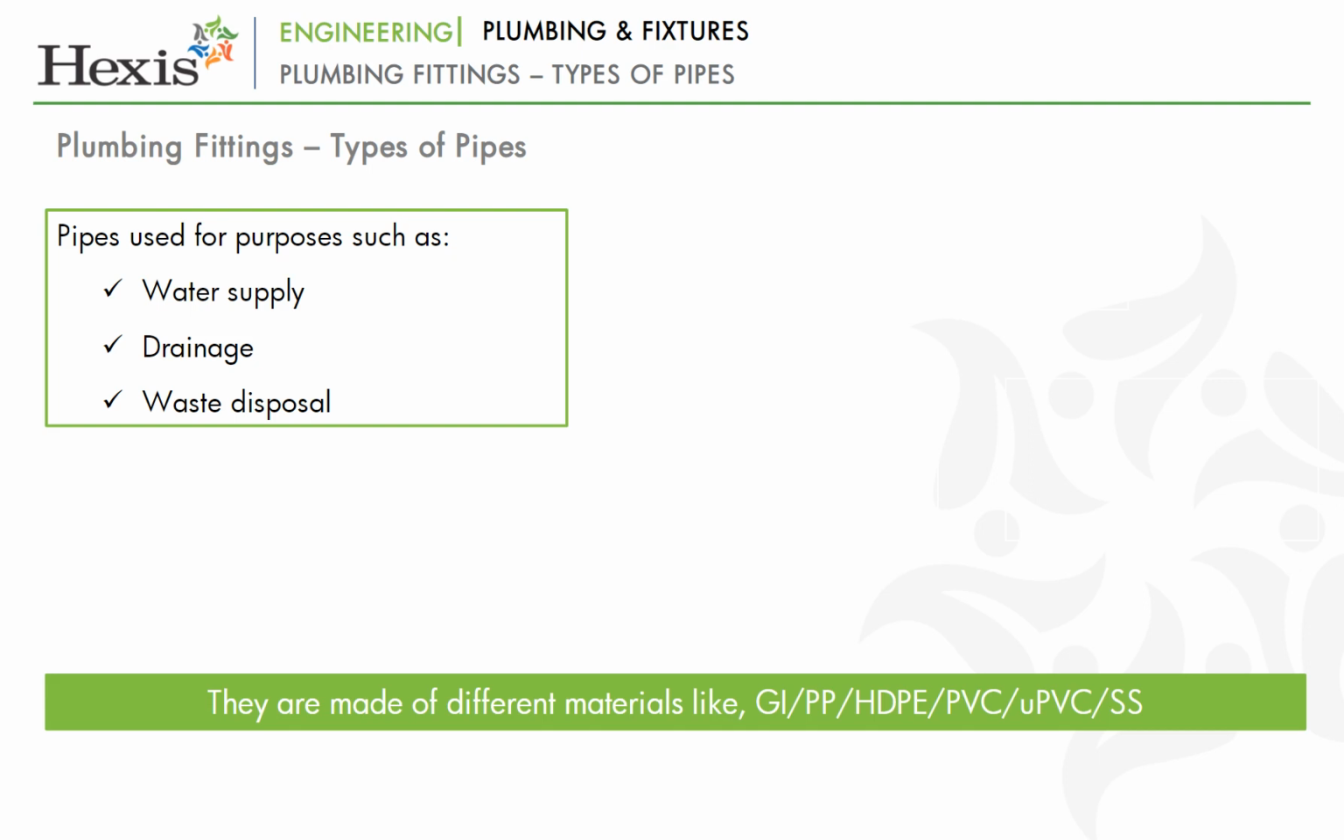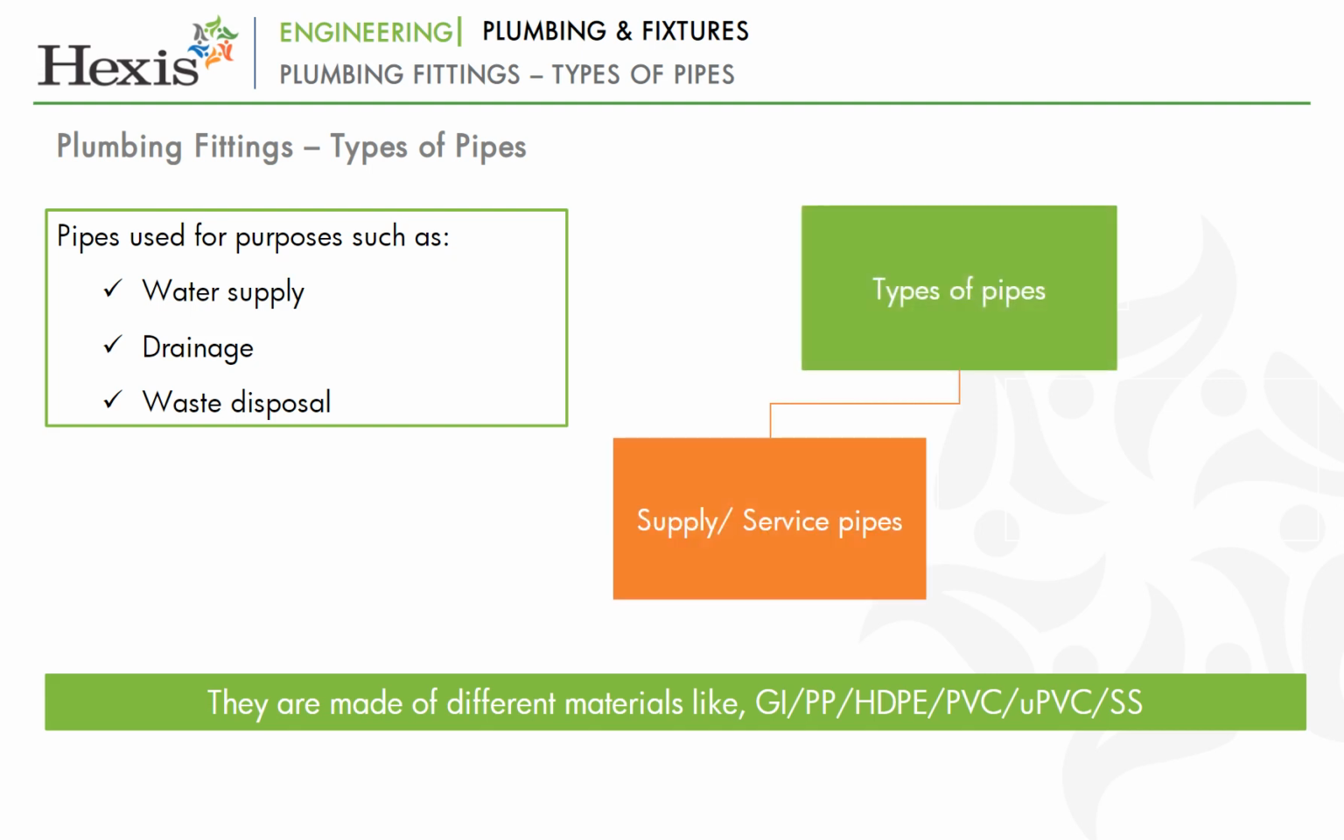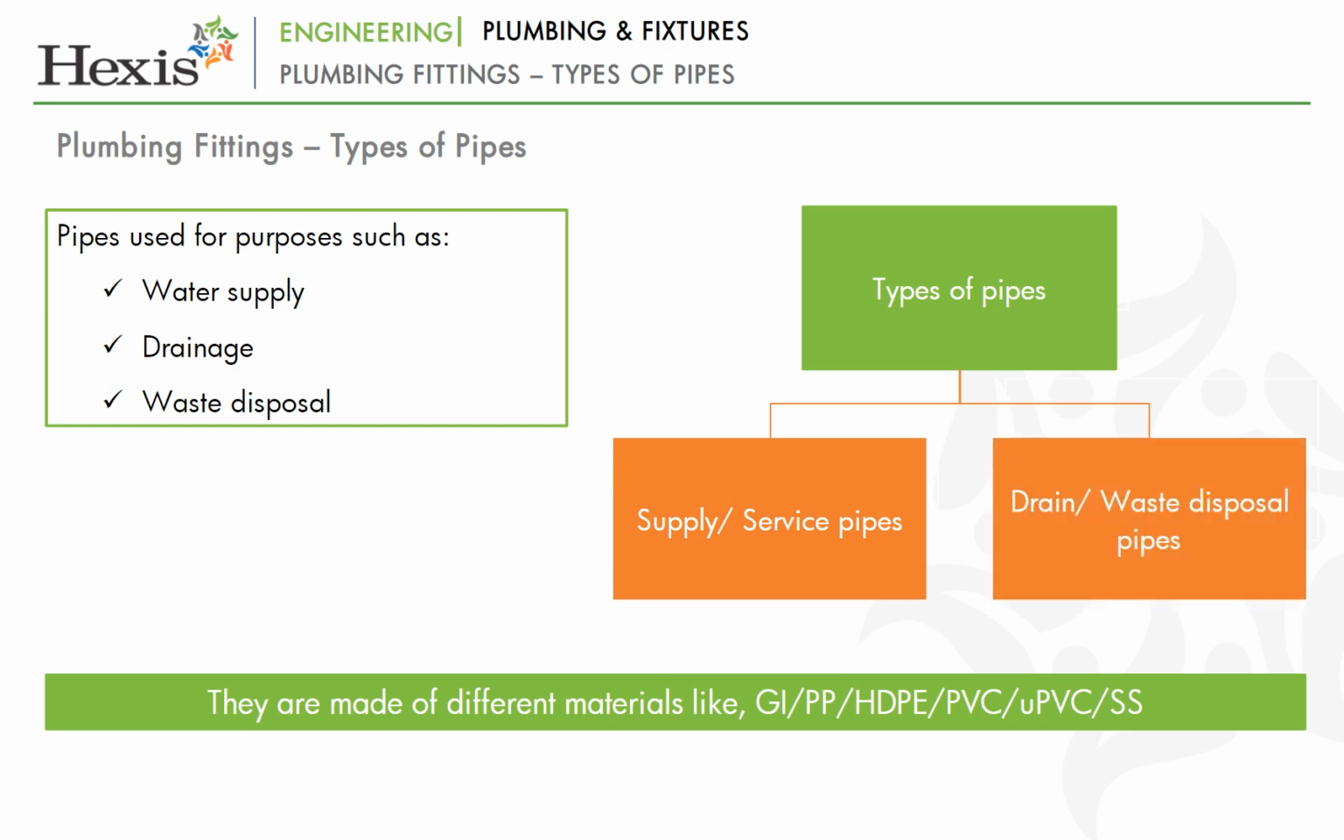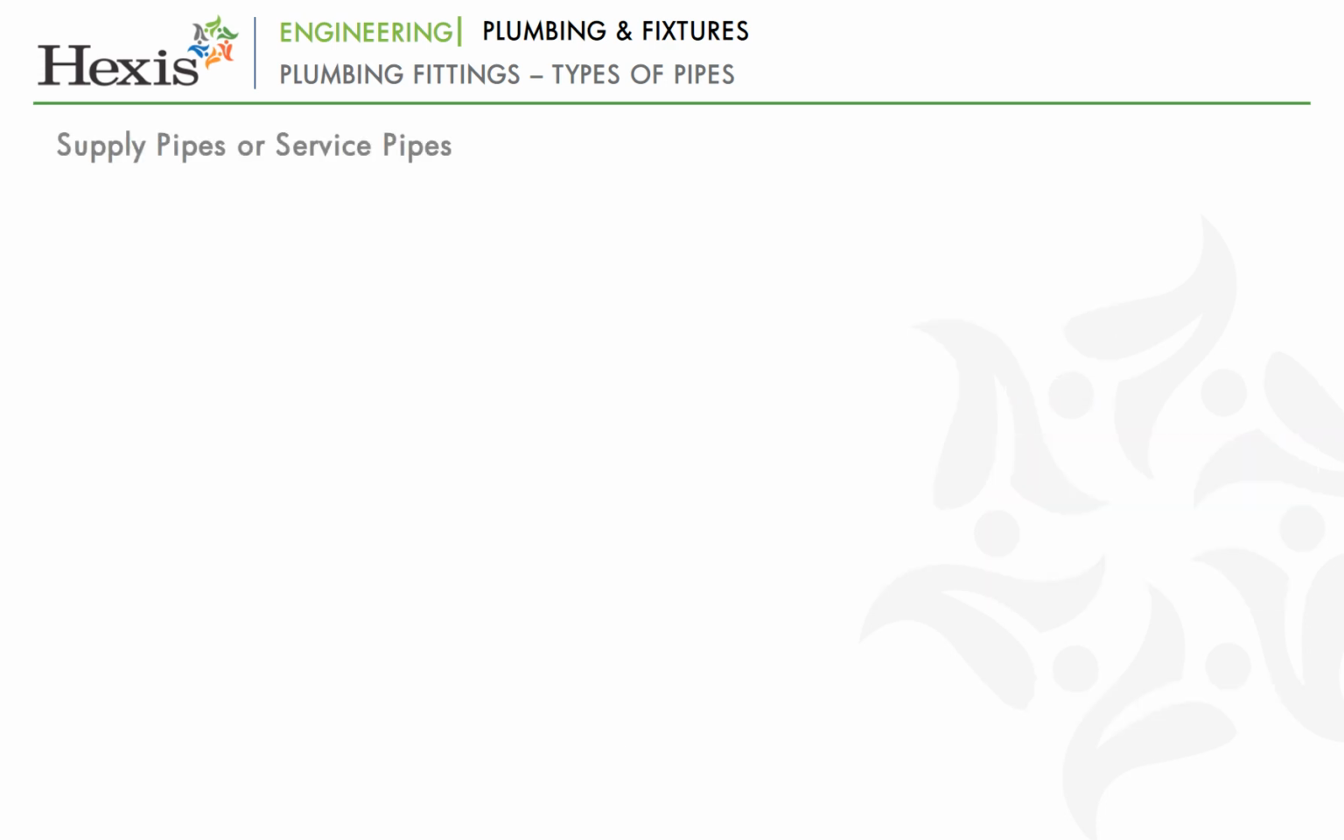Depending on its use, pipes are basically two types. First, supply or service pipes. Second, drain pipes or waste disposal pipes. We will look at what are supply or service pipes now.